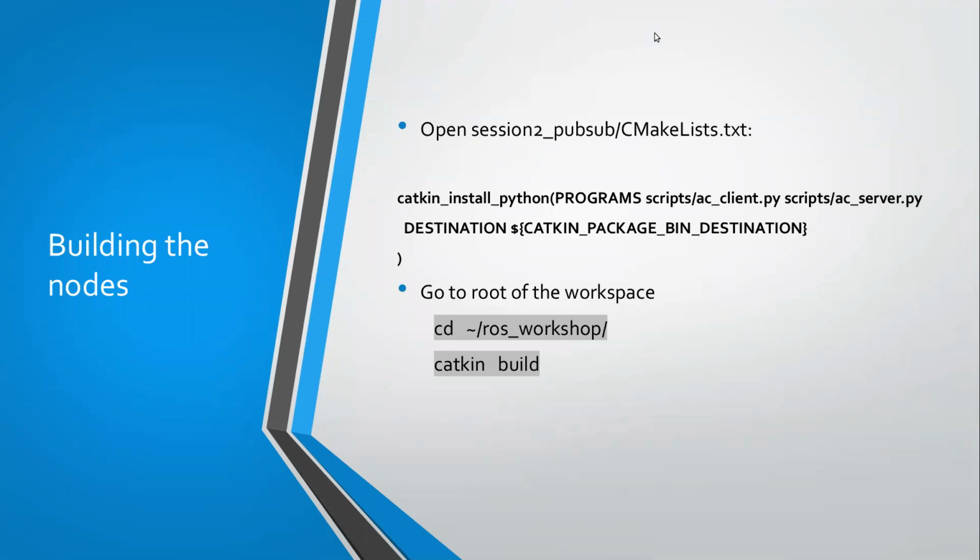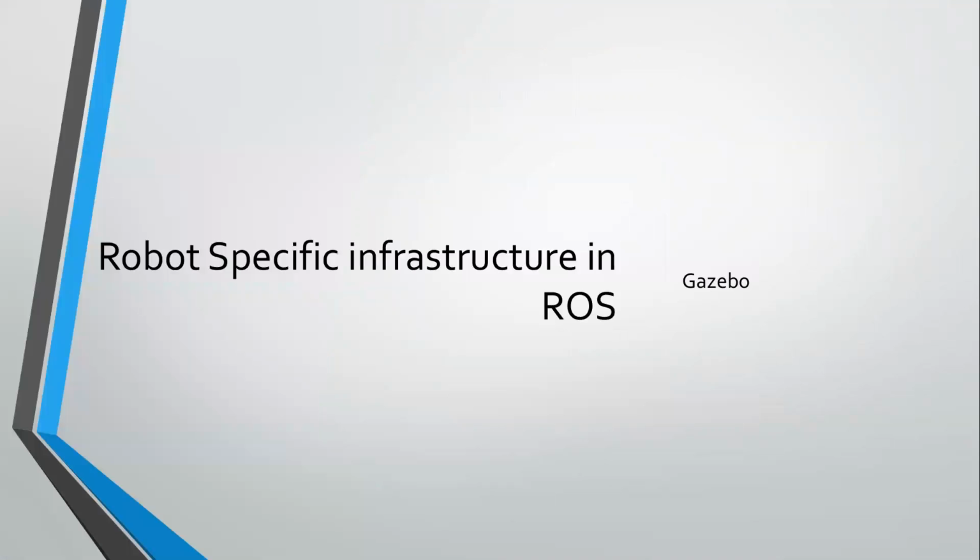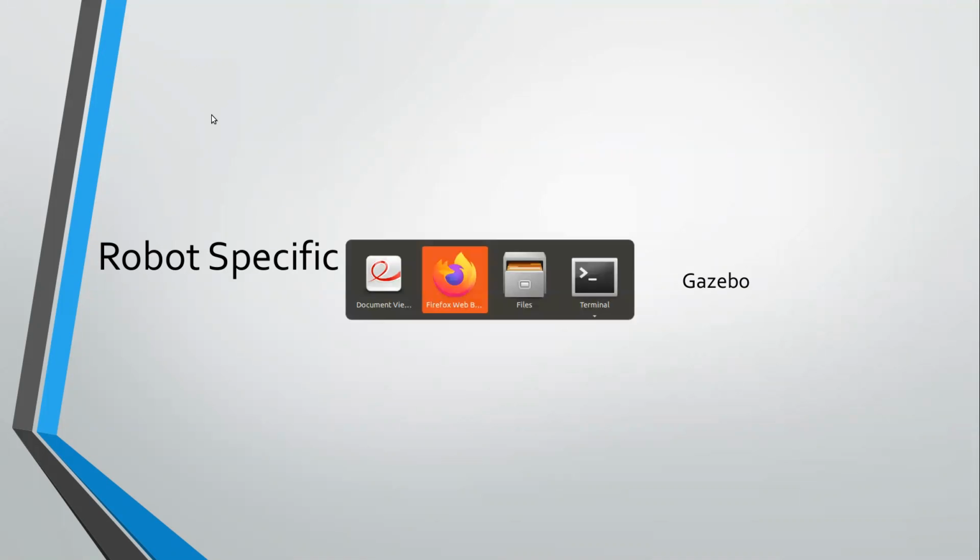Are there any issues so far? We have completed this as well. Now we are jumping into a new section, robot specific infrastructure. Are there any issues so far, or questions related to the action server, action client? Hello. Yes, Mali.